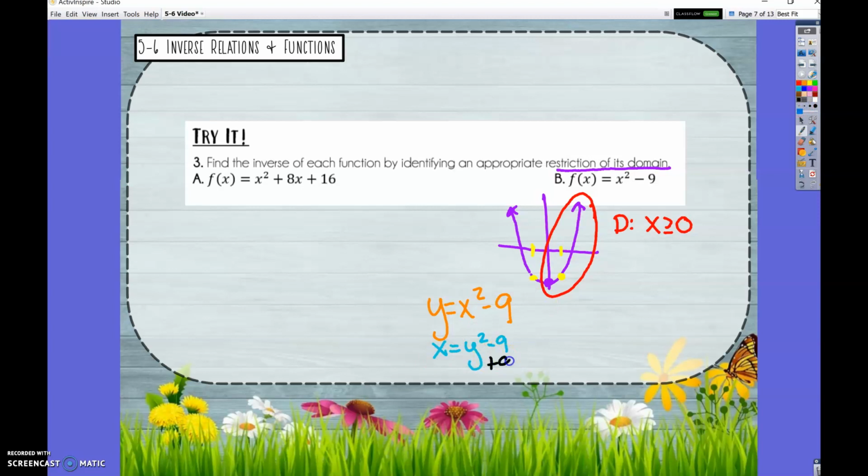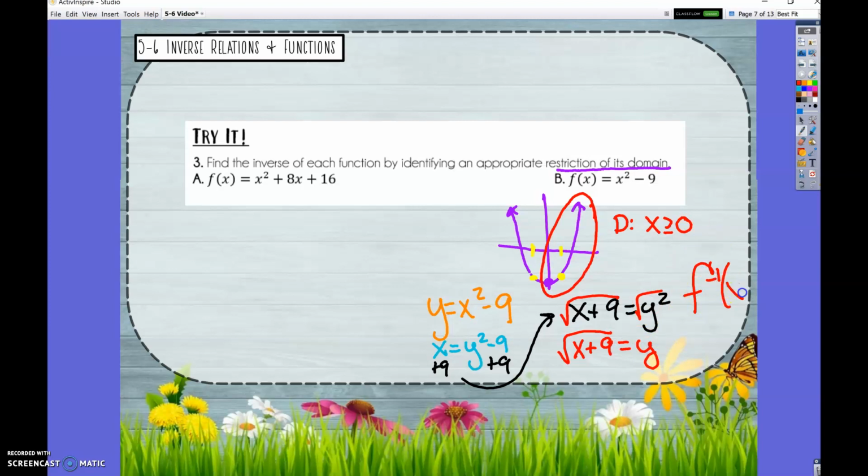Add 9 to both sides. I want to get my y alone, so I would have x plus 9 equals y squared, and then I'm going to square root both sides. To get my y alone, x plus 9 square rooted will be our y. Our inverse, we would write it, f inverse of x would be the square root of x plus 9. And we know that that's going to be a function because we've restricted our domain. So by restricting our domain to only be 0, we don't have any duplicates, x value inputs that give 2 y values for just that top part of the square root function.